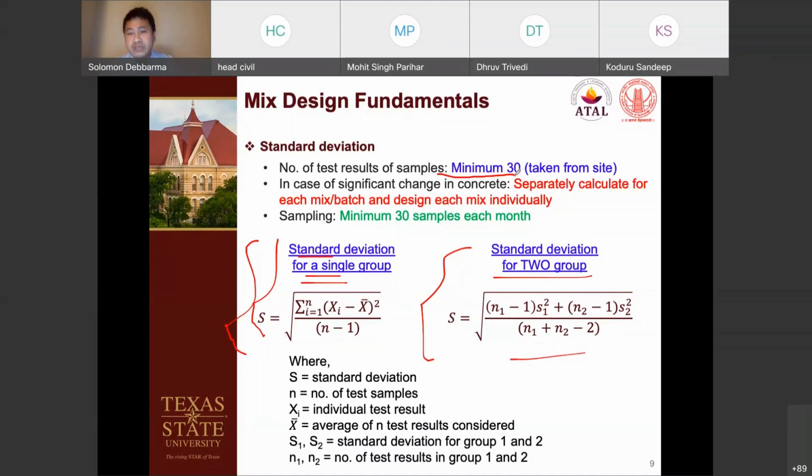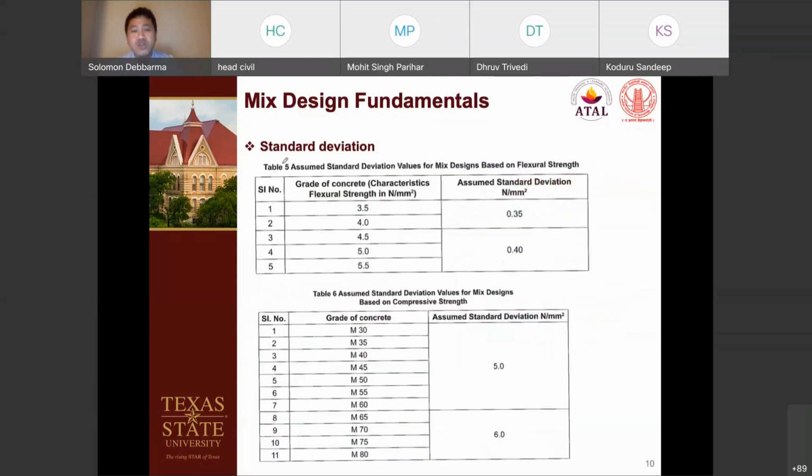But sometimes it becomes too difficult to obtain 30 samples. In that case, you can use the tables given in IRC 44. IRC 44 has recommended, based upon the grade of the concrete, either the flexural strength or the compressive strength. For example, if the flexural strength is 3.5 to 4.0, we can use a standard deviation of 0.35. Similarly, in the case of compressive strength, IRC has recommended that for M30 to M60, the standard deviation should be assumed as 5.0 Newton per mm square. These values were obtained based on a comprehensive laboratory investigation by the Indian standards.